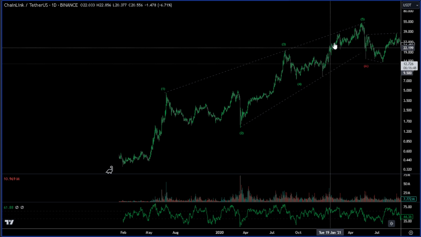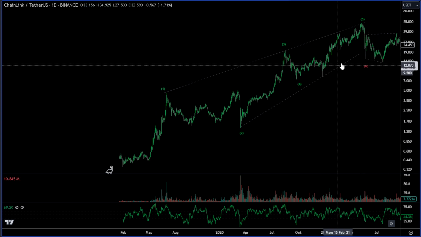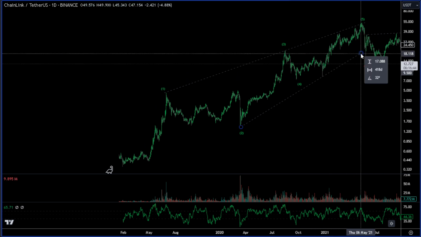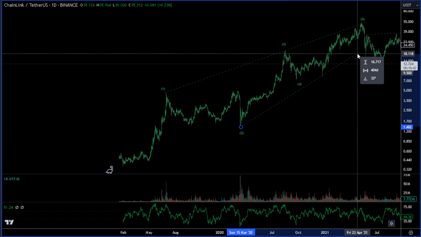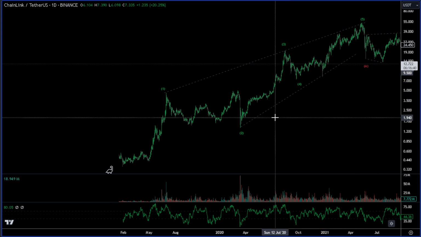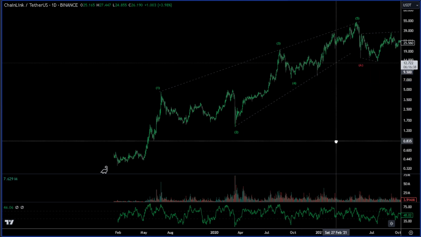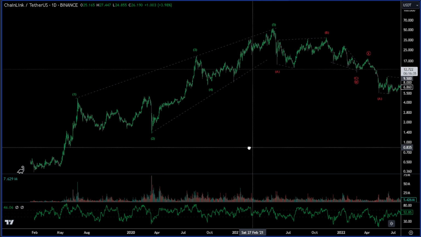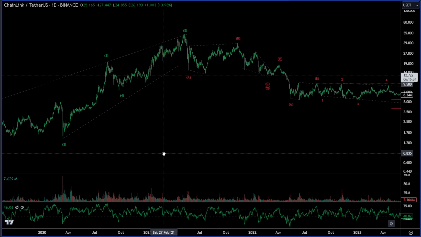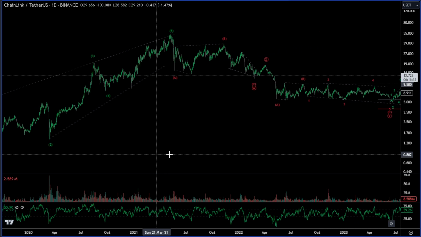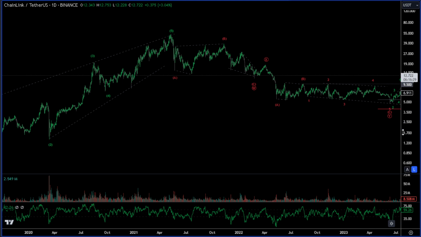Diagonal, it does look 3-wave-ish. If you just look at this, it does look pretty 3-wave-ish, but it's very difficult to say. But either way, it does look like a motive wave to the upside. Now after that, this was very complex. I remember tracking this in real time. This was very complex at the end.